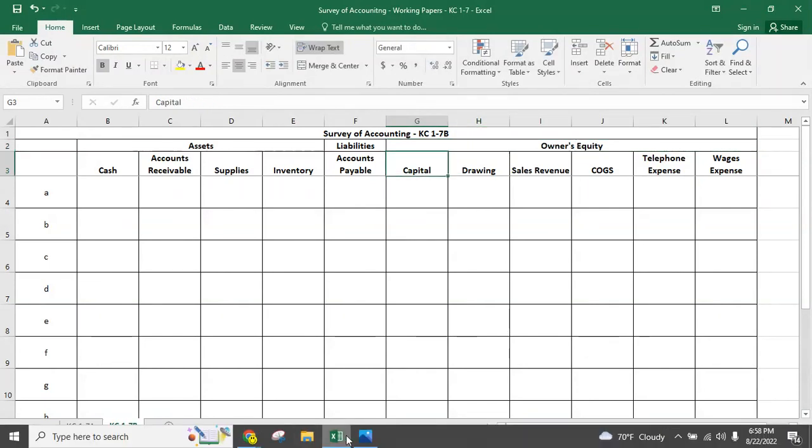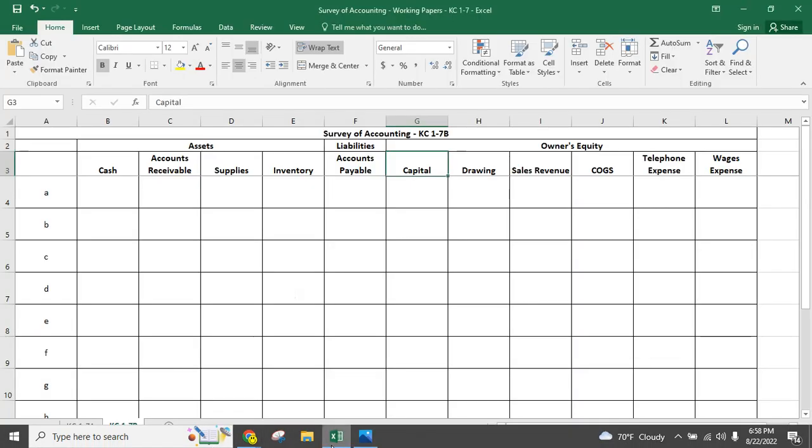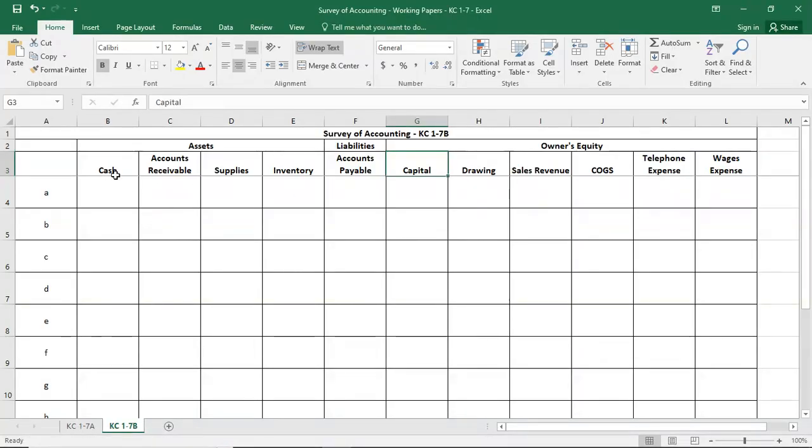So our first transaction says Katherine Johnson invests $200,000 to open her new antique shop. Okay. So first step is we have to figure out which accounts this is going to affect. So I'm going to look at my Excel spreadsheet, and she's investing cash, so it's going to affect cash. And because it's an investment, it's also going to affect our capital account. Our capital is what keeps track of how much money the owner has in the business.